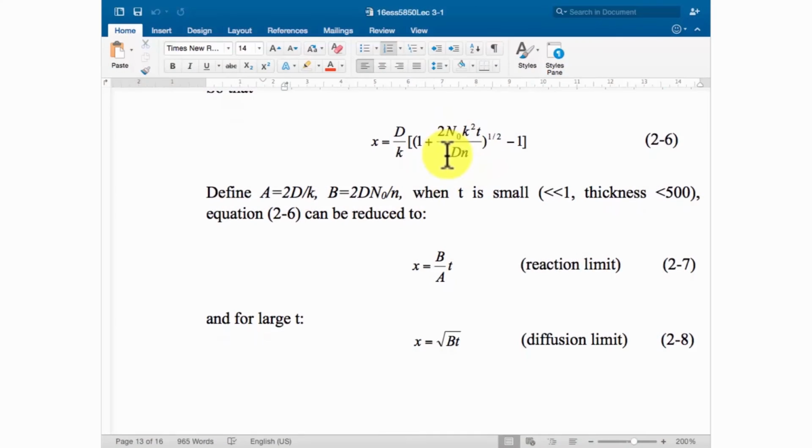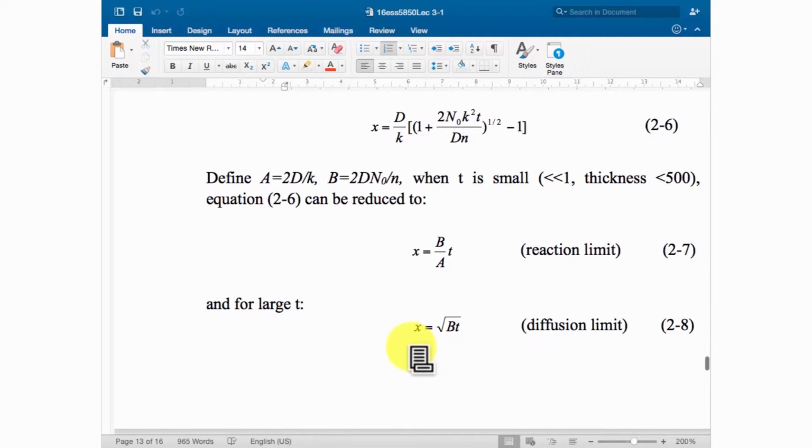However, for a long time, when time becomes very long, you get a term much larger than 1. So you can take out the 1 and leave only the rest. So the final result becomes x = sqrt(Bt). B is a constant when you combine those things together. So in this case, the thickness will be proportional to the square root of your time. That means the growth becomes slower and slower. In the beginning, the growing process is very fast because it's a linear relationship. But when time goes on to a long time, it becomes slower and slower.